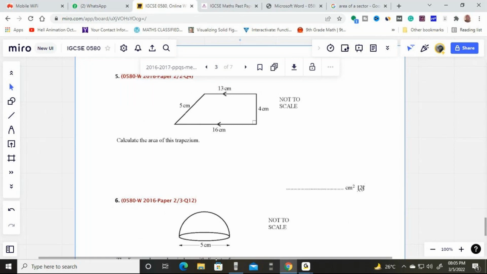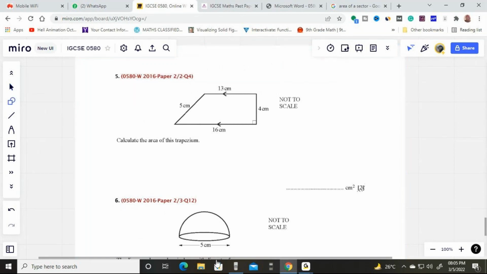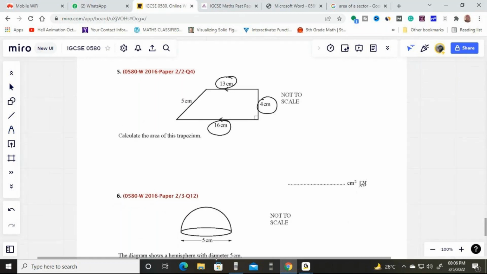Now this is quite a baby question. I'm not going to solve it for you. Do you know the formula for the area of a trapezium? These are the parallel sides. This is the height. Everything is given. Substitute in the formula, get your answer. So I'm not doing this. You can practice by yourself.